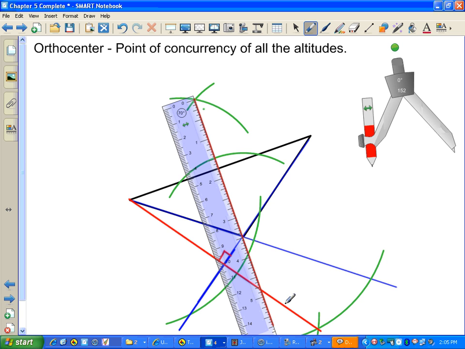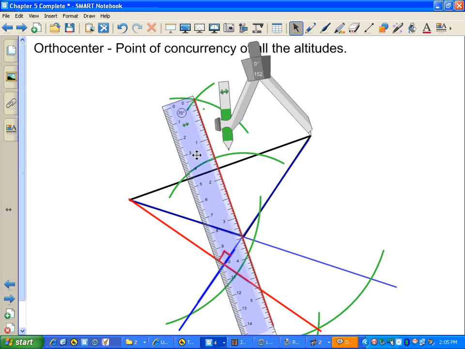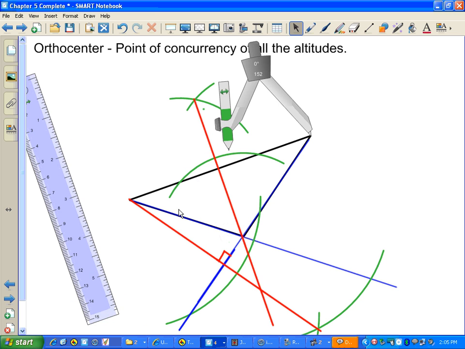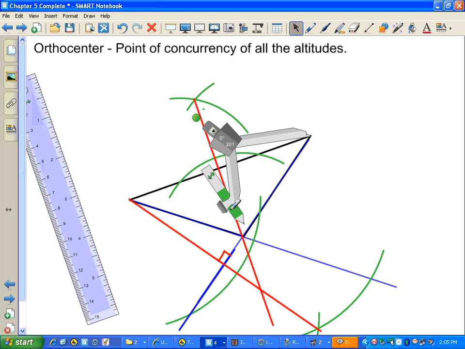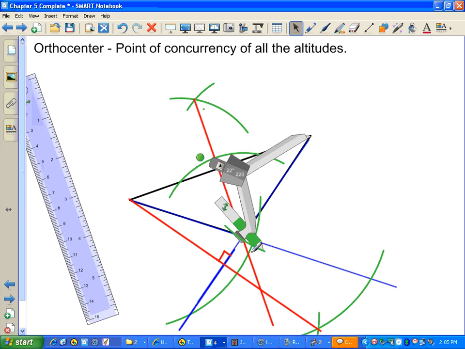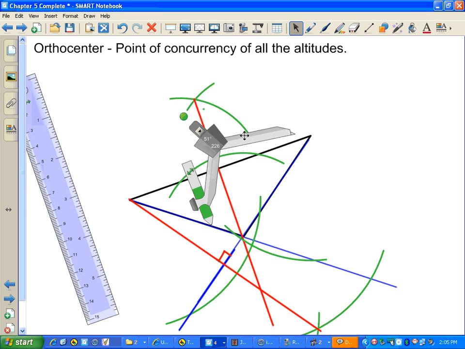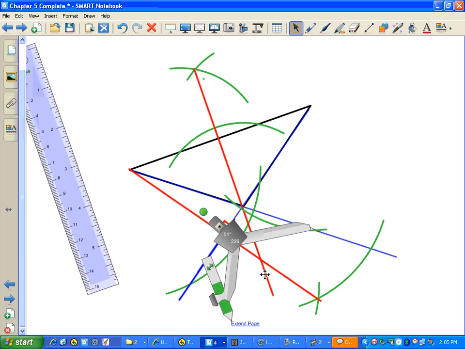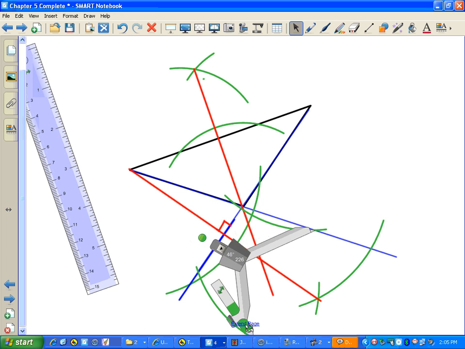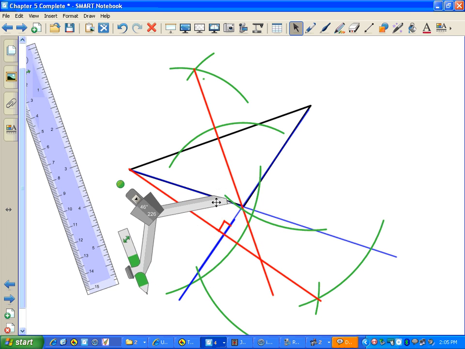I want to go until it touches this other one. I know they're going to touch down here because this one's veering off too far that way. And then I'll do my final altitude, which will go from this vertex down to this opposite side. So let's see how wide I need to go to intersect that twice. There we go. Got that one, and over here.